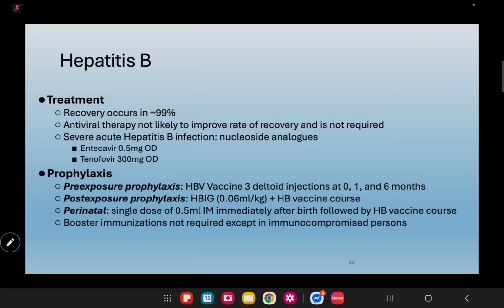For perinatal prevention, as what we discussed earlier, the newborns of mothers positive for hepatitis B should receive 0.5 ml of the immunoglobulin intramuscularly immediately after birth, okay? Because they are being exposed during the delivery. So immediately after birth, give the injection. And this will be followed by the full hepatitis B vaccine series, okay? So for immediate protection, we need the immunoglobulin. But to further increase the protection, then we give the vaccine series.